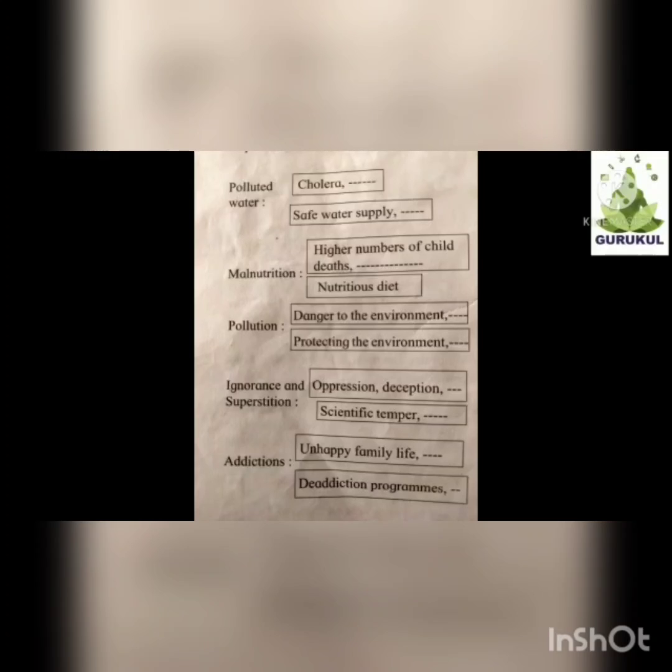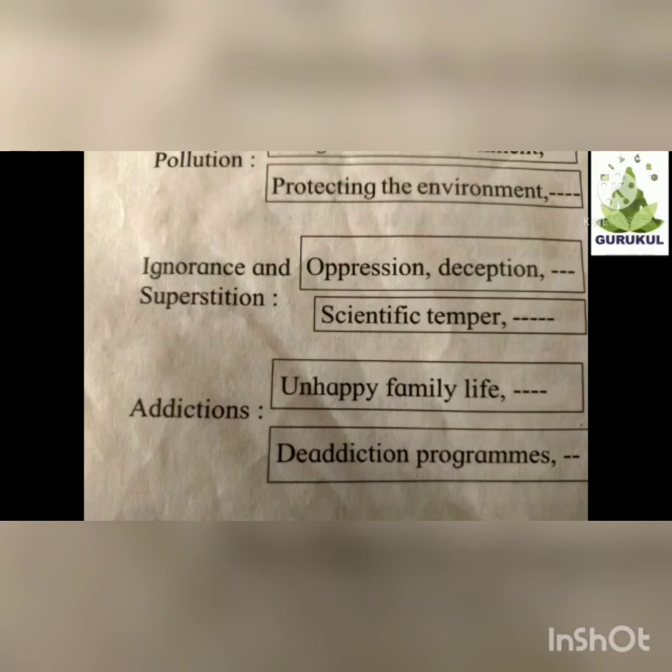Next one, that is ignorance and superstitions. So superstition, in Marathi we know it as Andhashraddha. That is a belief that cannot be explained by reason or science. Okay, it cannot be explained by reason or science. Understood? So what are the ill effects? That is oppression and deception. It means making somebody believe or being made to believe something that is not true. Okay, so what are the remedies? That is to have a scientific temper.